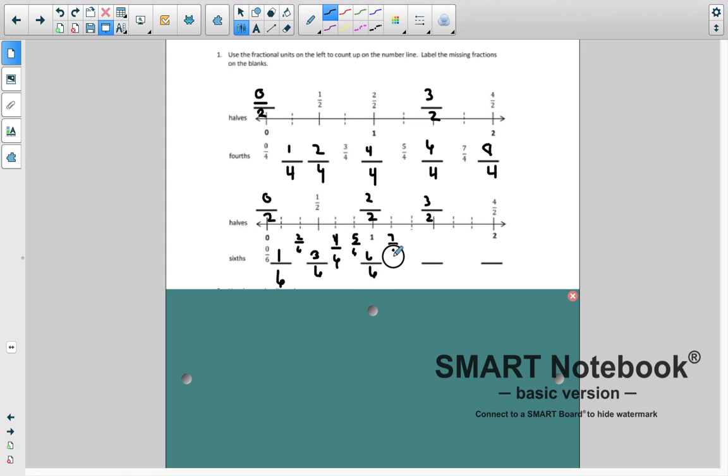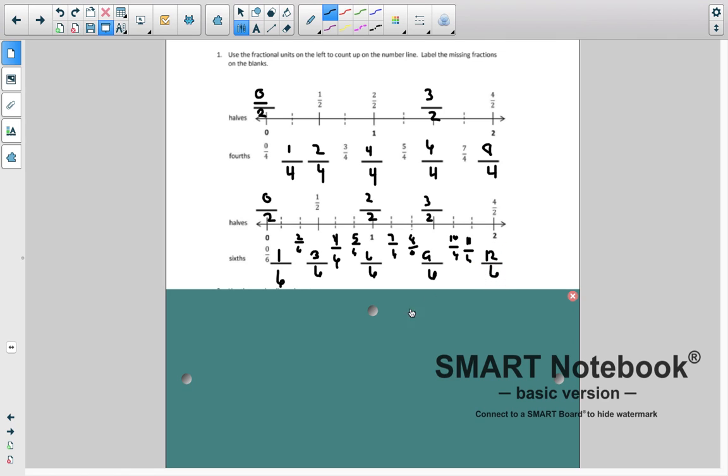7/6, 8/6, 9/6, 10/6, 11/6, and the last one is 12/6.